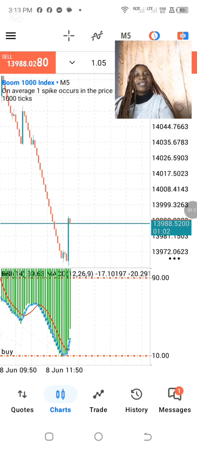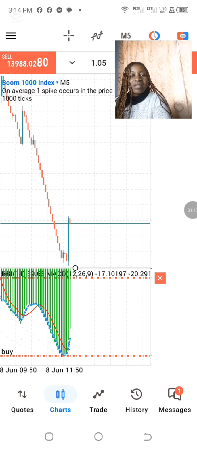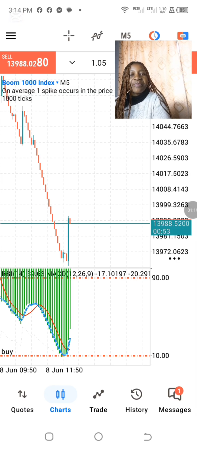So the first thing, like I have said, after inserting your indicators, you push your chart like this. Your chart must appear with maybe the first half of your chart empty so that you see what is happening.